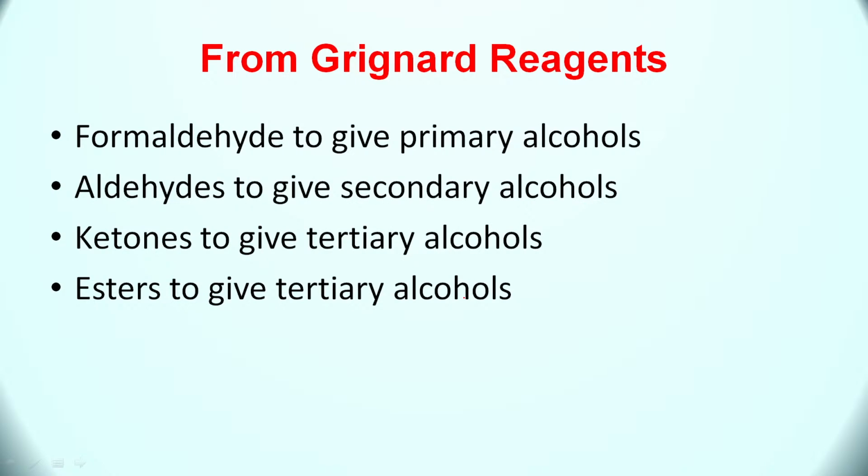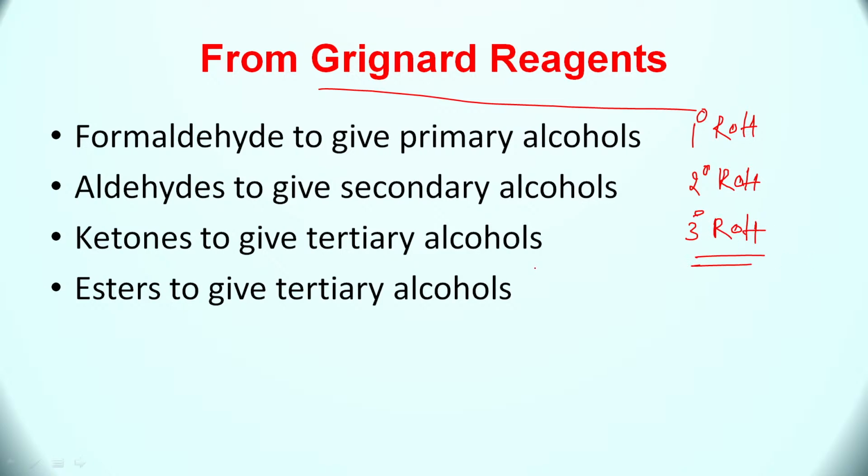And the second method, this one is a very important method. From Grignard reagent you can prepare all types of alcohols. You can prepare primary alcohol, and also you can prepare secondary alcohol, and also you can prepare tertiary alcohols. Okay, this one is a very important method for the preparation of alcohols.